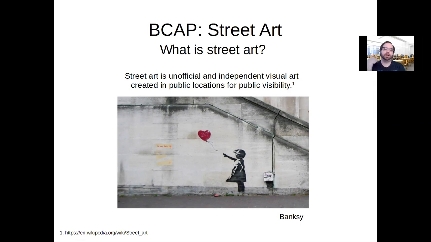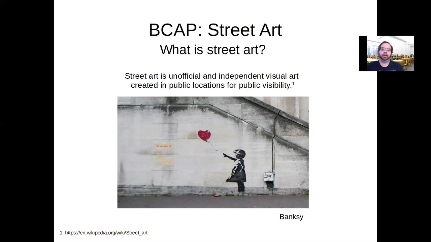The most bare bones definition I found was a good one on Wikipedia, and it is: street art is unofficial and independent visual art created in public locations for public visibility. There's a few other types of art and public sharing that could fall into this category, but we do see some differences. Street art is typically considered separate from traditional tagging graffiti. It is seen as something a little bit different than public art. But working just from this definition, we can have a pretty good discussion.